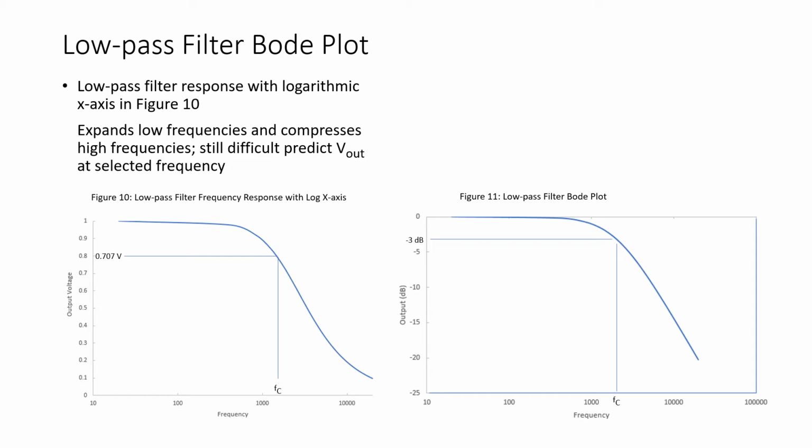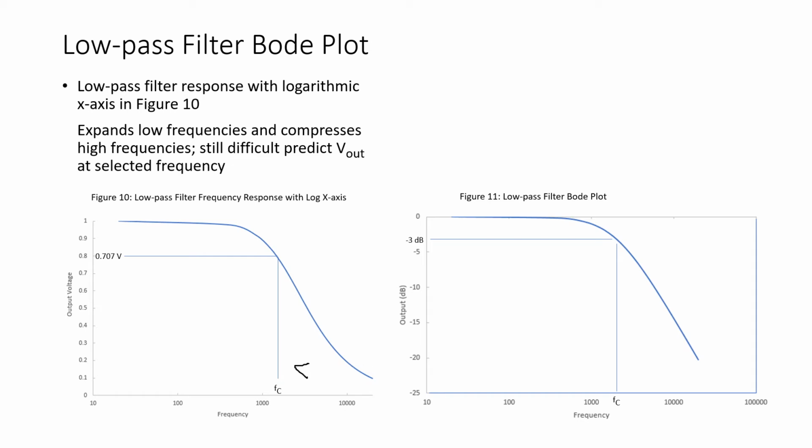So we see in figure 10 that same low pass filter plot, except now the x-axis is a logarithmic scale. What this means is that the distance from 10 to 100 is the same distance as from 100 to 1000, which is the same distance from 1000 to 10,000. This is what's called a logarithmic scale. By plotting the output voltage as a function of frequency with frequency on a logarithmic scale, we've expanded all the data points down here, and we've compressed all the data points up here. This makes our graph appear much more linear, and it makes it easier to predict the output voltage at a particular frequency.